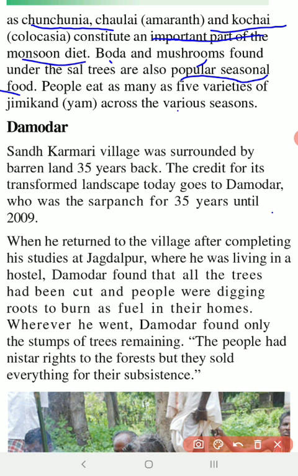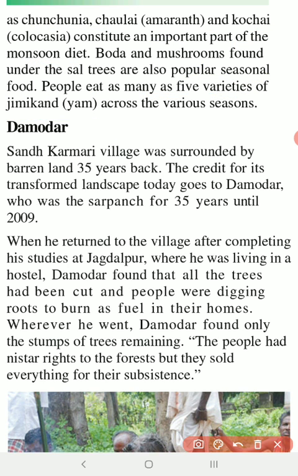Okay, right. So people eat as many as 5 varieties of yam across the various seasons. So these are the varieties of things that you have in your forest. Now how come this particular village is blessed with these kinds of things? Now we are entering into the story of how this village is blessed with this richness.